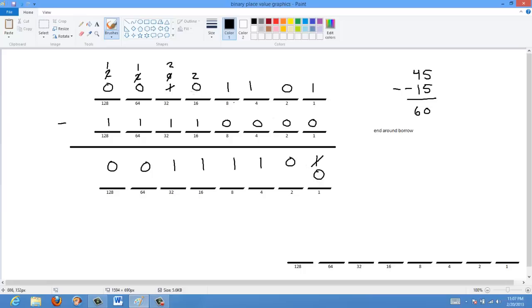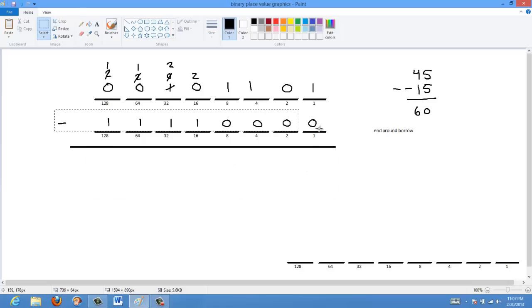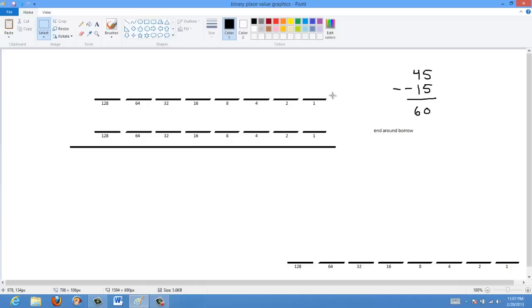On the other hand, let's try a different operation here. I'm just going to clean up the screen here. And I'm going to use similar numbers, and it's going to illustrate another technique. Instead, I'm going to say 45 plus negative 15, and this number should be 30, as we saw earlier. So this is going to be a plus. Now 45 is 0, 0, 1, 0, 1, 1, 0, 1. And the 1's complement of negative 15, as we saw earlier, was 1, 1, 1, 1, 0, 0, 0, 0.